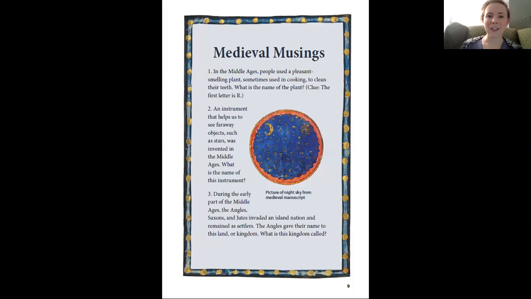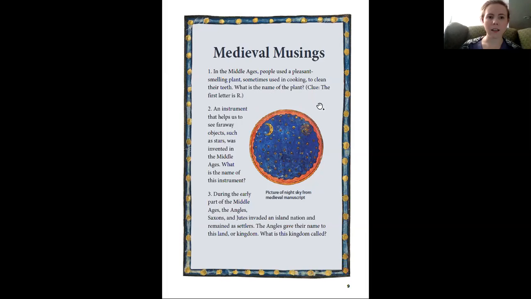All right, and then there's one other little challenge in this chapter before we move on to chapter 2 in the next video. This says medieval musings. Musing, to muse on something is to think about something. It says, in the Middle Ages, people used a pleasant smelling plant, sometimes used in cooking, to clean their teeth. What is the name of that plant? And it says a clue is the first letter is R. I don't know. So a plant that starts with a letter R was used to clean teeth and to cook. Roses is a plant? I don't know. Think about it. See if you can come up with it.